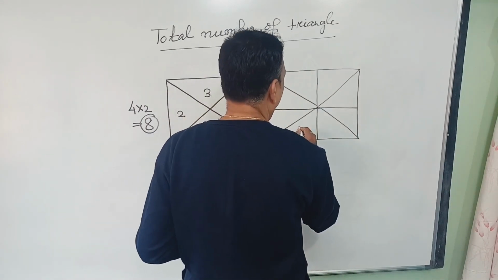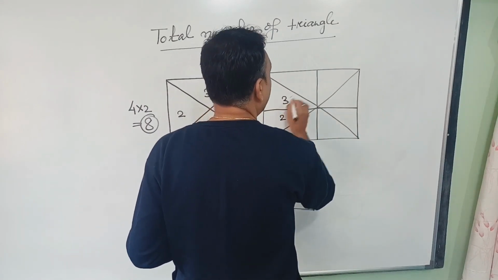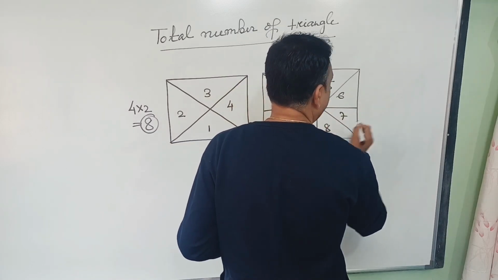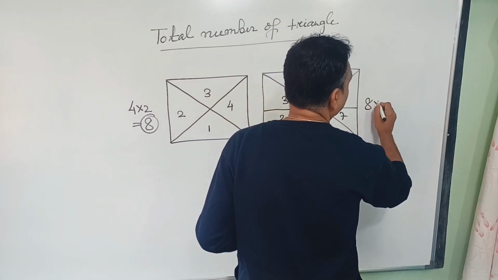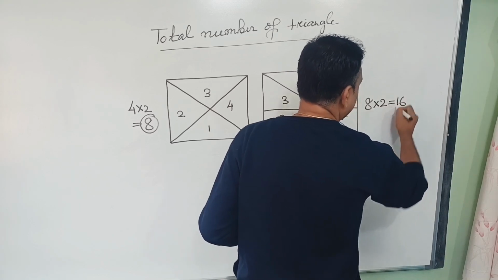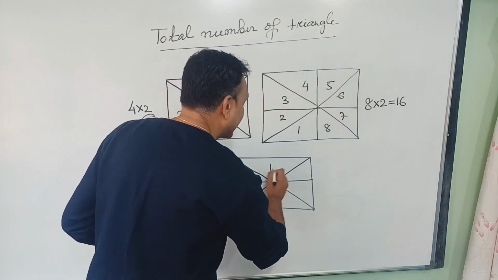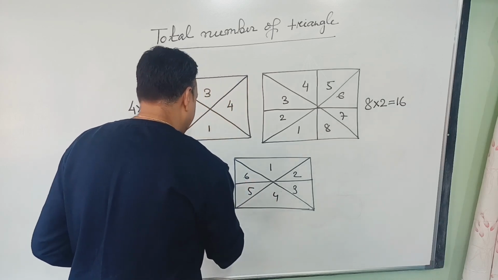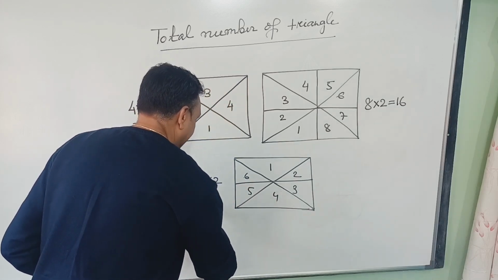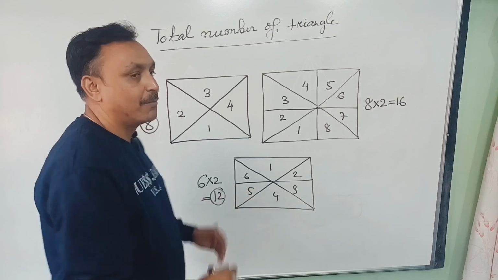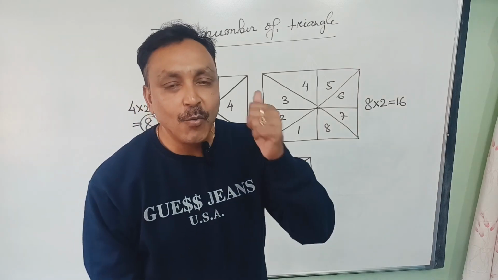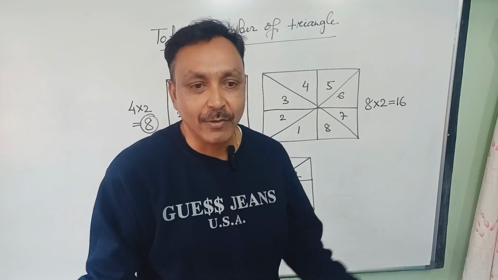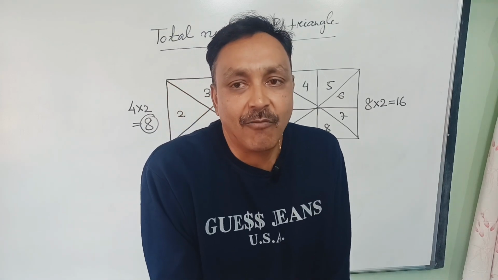Here also the same. 1, 2, 3, 4, 5, 6, 7, 8. 8 is the highest number. So 8 into 2, 16. Similarly, here 1, 2, 3, 4, 5, 6. 6 into 2. There are altogether 12 triangles. So within a second only you can find out the solutions. It is going to be very helpful for you.